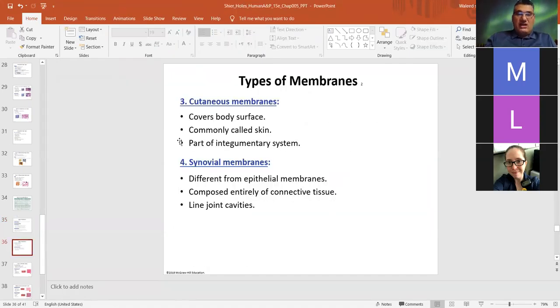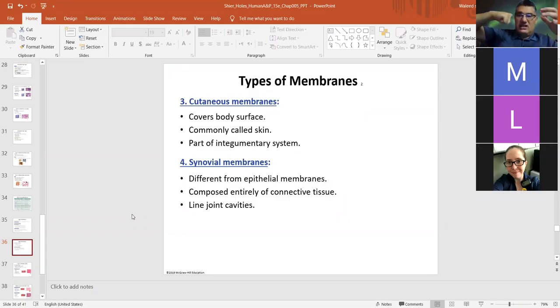The next type of membrane is cutaneous membrane, and by cutaneous membrane we mean the skin. The skin is part of the integumentary system. Integumentary comes from integument, and integument means the coverage. Then there is synovial membrane. Synovial membrane is a special type of membrane that surrounds the joints. It lines the joints from inside.